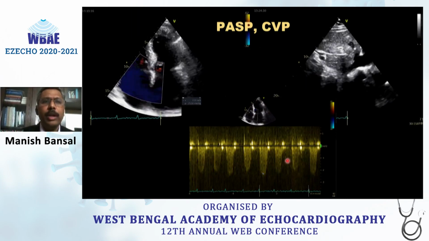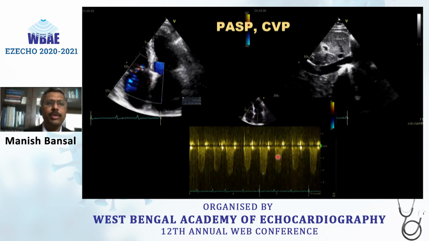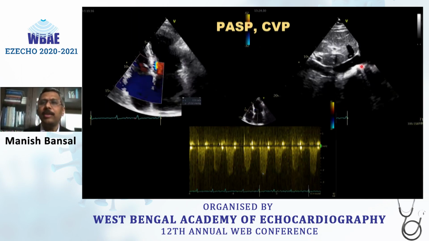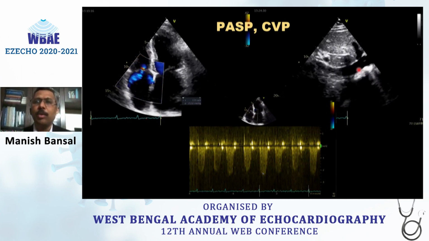Then we can also look at TR, PA pressure. So this patient had moderate TR, although TR gradient was not that high. IVC was dilated, which indicates that RA pressure is also elevated. This is another very important finding.